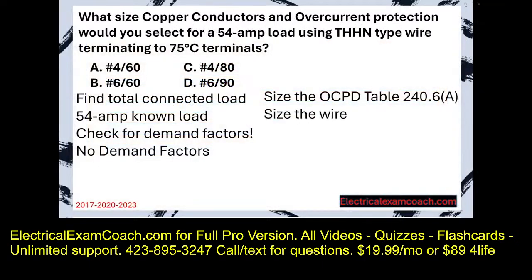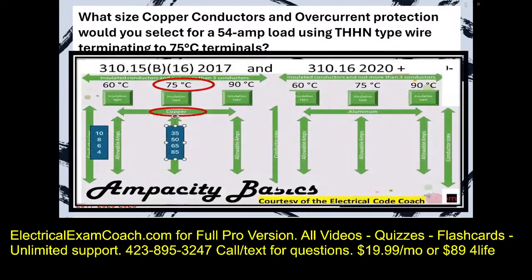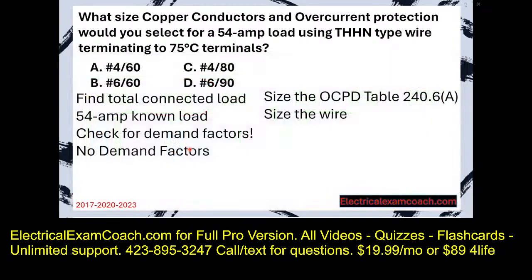Now, let's size the wire. For that, we're going to head to our primary ampacity table. We're going to start on the left-hand side and make sure that we're on the copper side because our question asks for copper. And we're in the 75°C column in this case. We're going to slide down and find a wire that covers the known load of 54 amps, and we're going to select a 6-gauge wire on a 60 amp overcurrent device.